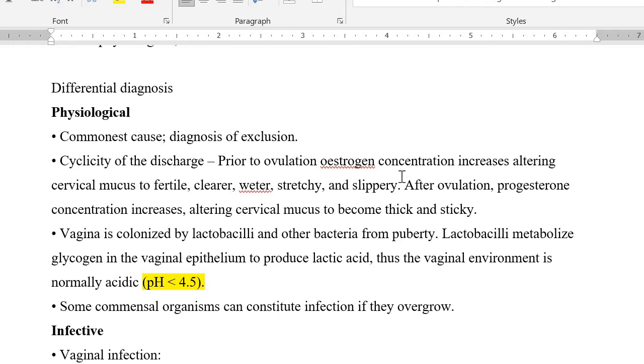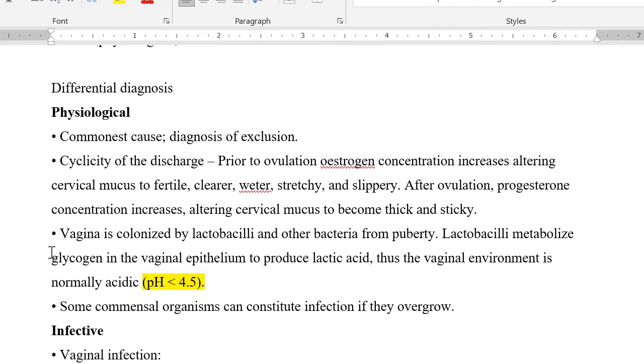Prior to ovulation, as estrogen concentration increases, the cervical mucus becomes fertile and clearer. It has more water, it is wetter and stretchy, so you can spread it across the sheet, and it is slippery also. After ovulation, progesterone concentration increases, so it alters cervical mucus to become thick and sticky.